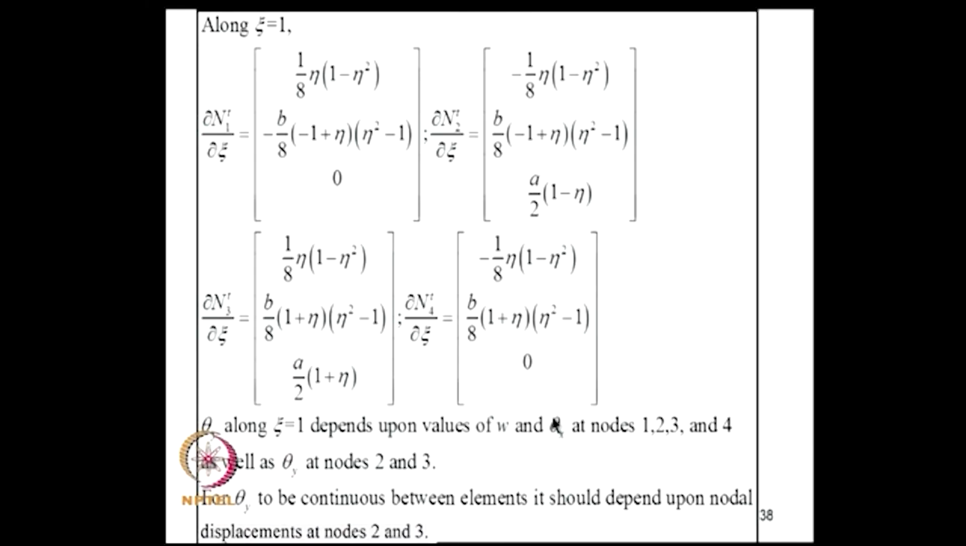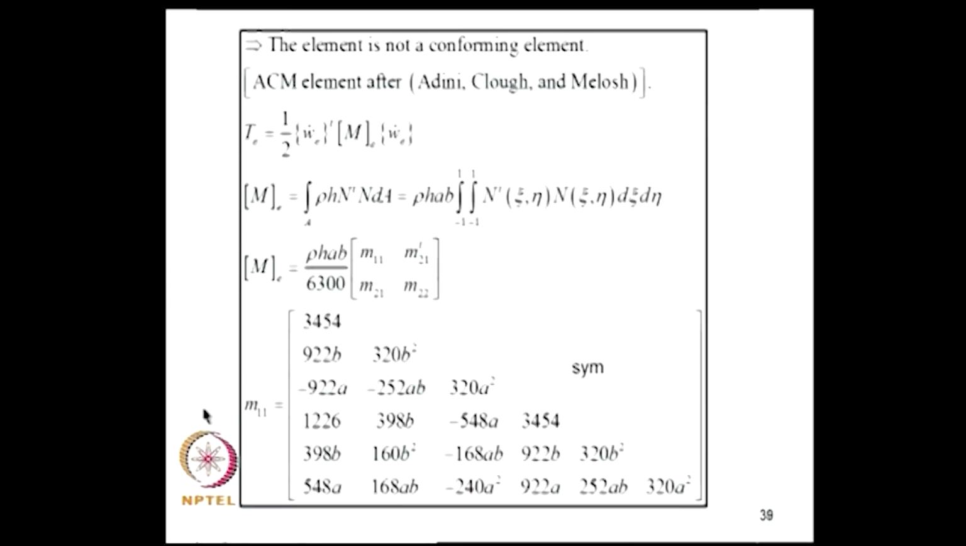So consequently it violates the condition that for theta y to be continuous between elements, it should depend only upon nodal displacements at nodes 2 and 3. That means this element is not a conforming element. This element is named the ACM element after the scientist who formulated it. In spite of this apparent undesirable feature, the element is still being used, therefore we can go ahead and formulate the matrices. We will see the consequence of that in the next class.